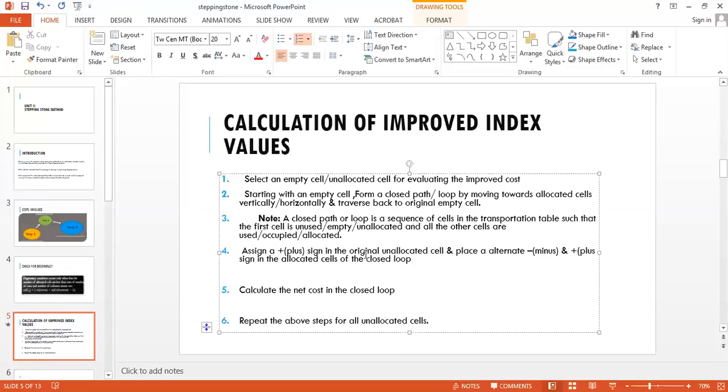Don't worry about all these rules. All these will be clear when you actually solve the problem. Now just remember these steps. The fifth step is to calculate the net cost in the closed loop. And the last one is to repeat the above steps for all unallocated cells.